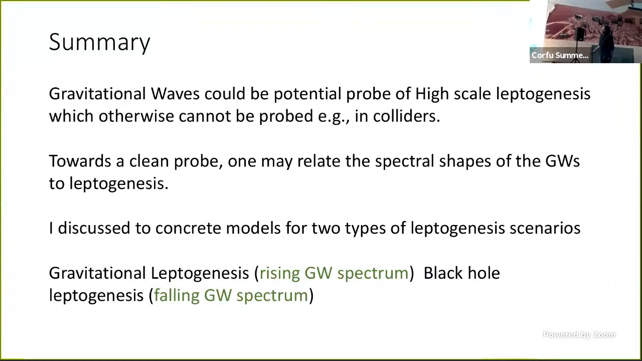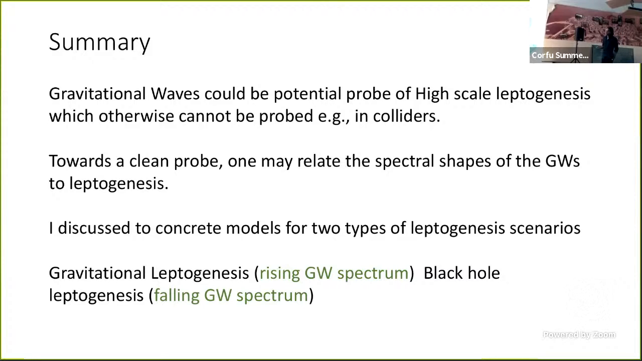Gravitational waves could be a potential probe of high-scale leptogenesis, which otherwise cannot be probed in colliders. Towards a clean probe, one may relate the spectral shape of the gravitational waves to leptogenesis, along with the gravitational wave amplitude. And I discussed 2 concrete models for 2 types of leptogenesis scenarios.